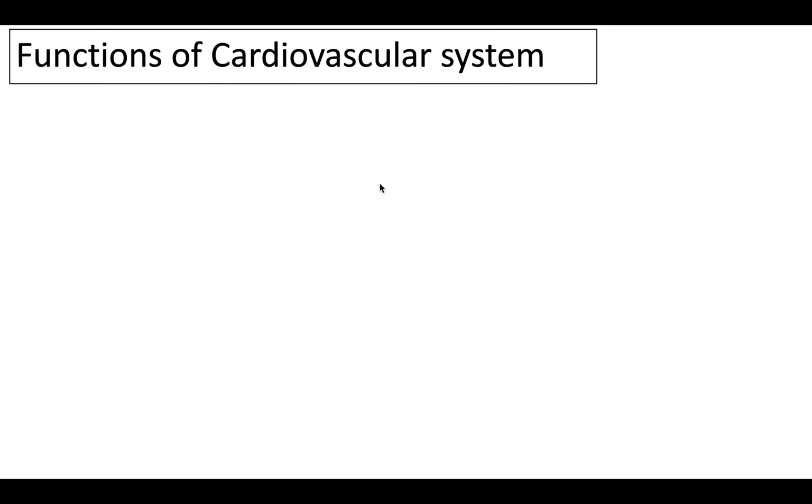Hello and welcome to this screencast on the functions of the cardiovascular system. So, what is the role of the cardiovascular system in the body? Remember, the cardiovascular system is the heart, the blood, and the blood vessels.